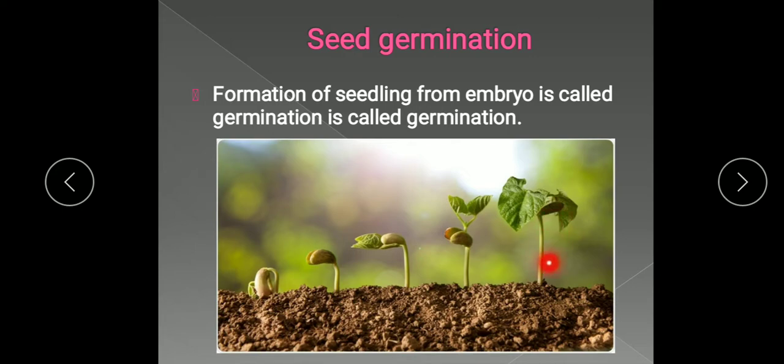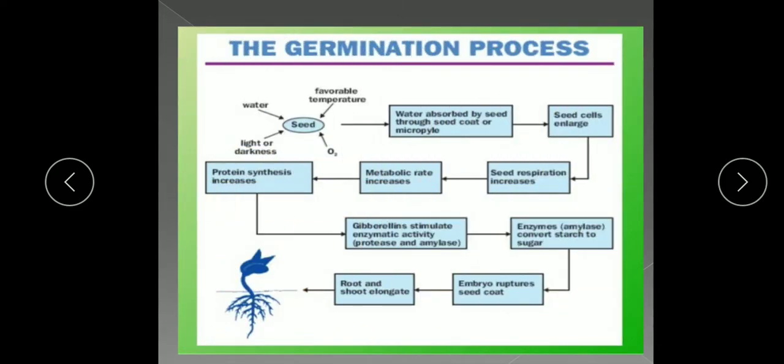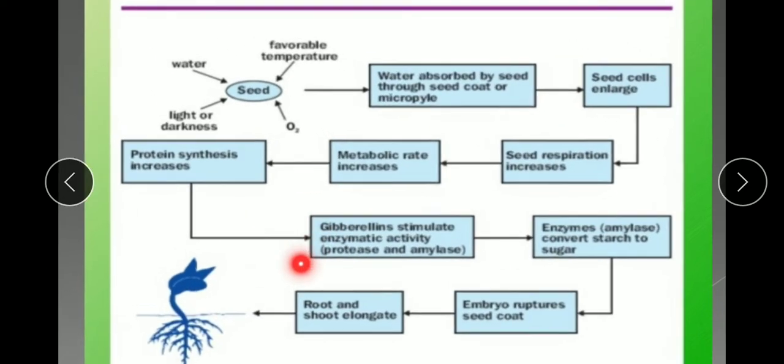So you can see here that the complete small plant has developed from the seed. So this process is known as seed germination, formation of seedling from the embryo. Where is the embryo located? The embryo is located in the seed. So this is the process of seed germination. Now we'll study the process of this germination in detail. So how does it take place?